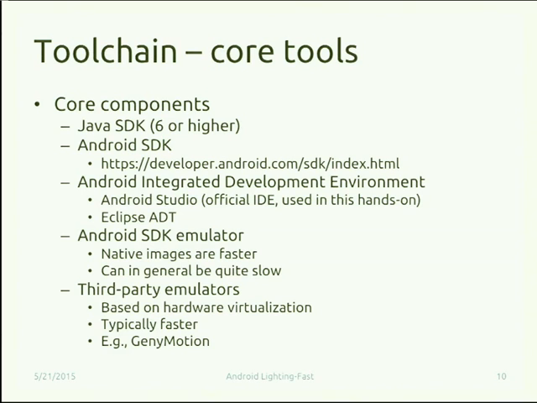Because the latter really emulates the hardware behind the software stack, and it usually exploits systems which are designed for emulating machines, like VirtualBox, for example. So between the two choices, usually what are called the native images are faster. And typically, if you use the Android provided emulator, it is slower than other third-party emulators based on virtualization.